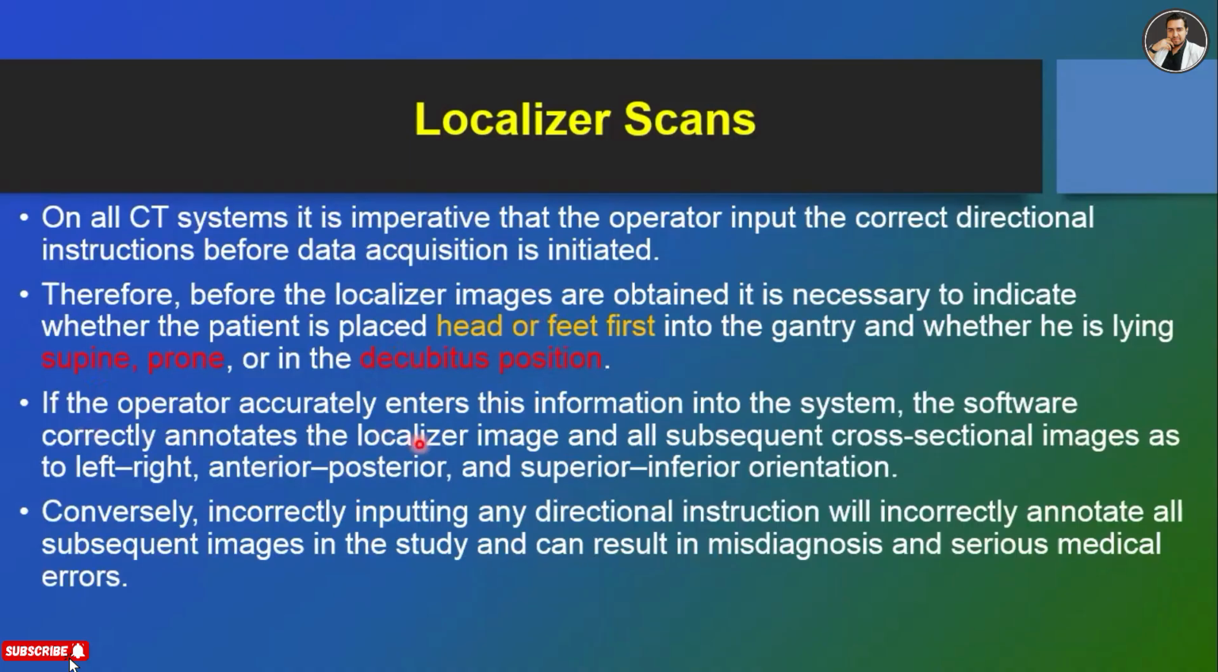If the operator accurately enters the information into the system, the software correctly annotates the localizer image and all subsequent cross-sectional images as left, right, anterior, posterior, and superior, inferior. That means if the operator correctly enters the information into the machine, it will be able to recognize the orientation of the localizer image.